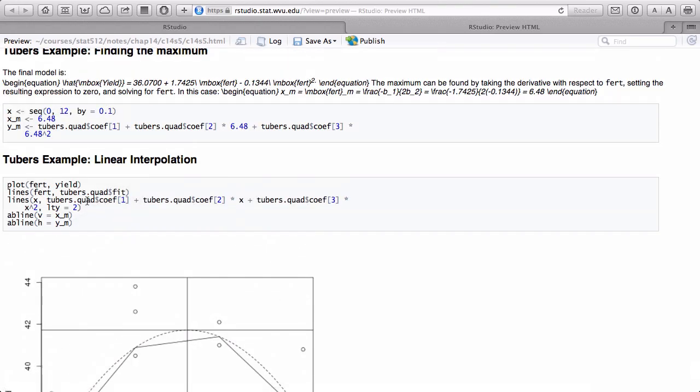But I also want to plot the lines, and I do two things. The first one says lines fert tubus dot. This is the fitted line.